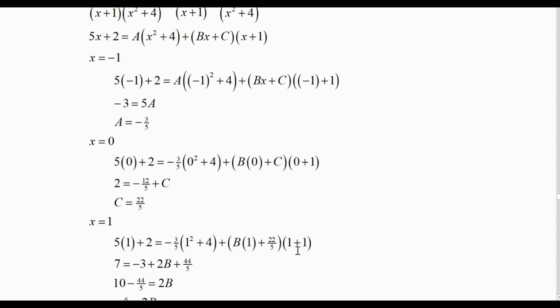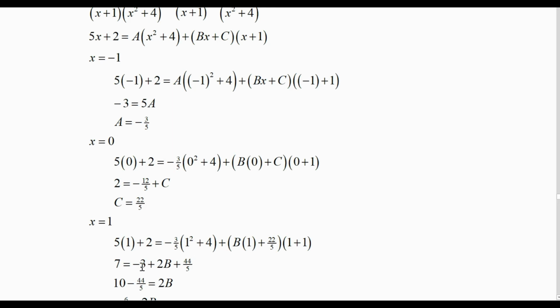And then we got b times 1. Let's see how we got to do this out here too. 1 plus 1 is 2. Distribute times the b is 2b. The 2 times the 22/5 is 44/5. Notice I have substituted in the known value of a, -3/5, and c, 22/5. And now I'm going to just solve for b.